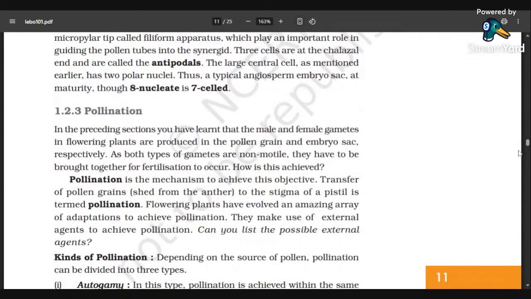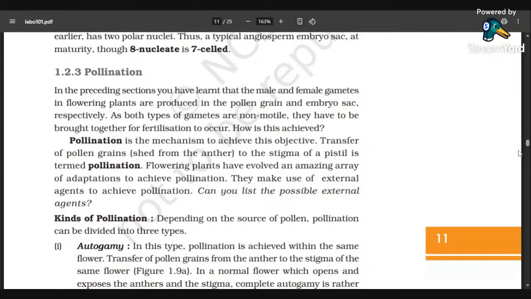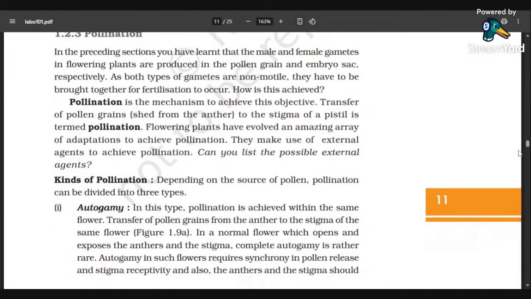Pollination. In the preceding sections, you have learned that male and female gametes in flowering plants are produced in the pollen grain and embryo sac respectively. As both types of gametes are non-motile, they have to be brought together for fertilization to occur. How is this achieved? Pollination is the mechanism to achieve this objective. Transfer of pollen grains shed from the anther to the stigma of a pistil is termed pollination. Flowering plants have developed an amazing array of adaptations to achieve pollination. They make use of external agents to achieve pollination. Can you list the possible external agents?